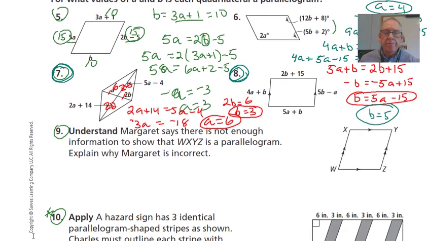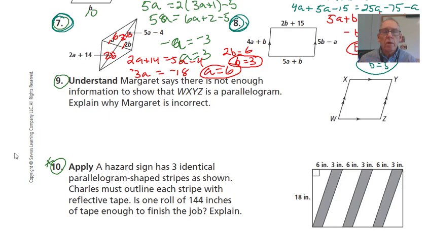Let's look at number 9. Okay, so Margaret says there's not enough info to show that this is a parallelogram. Let's see what we got. We got opposite sides labeled as parallel. By definition, if opposite sides are parallel and you have a quadrilateral, you have a parallelogram. So there actually is enough information to show that that's a parallelogram.